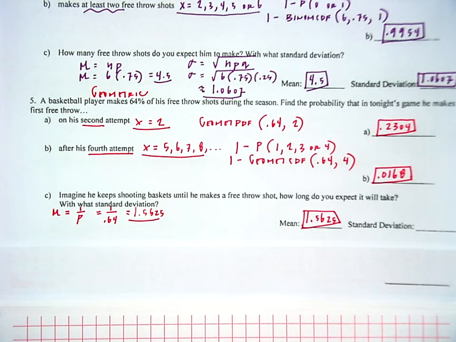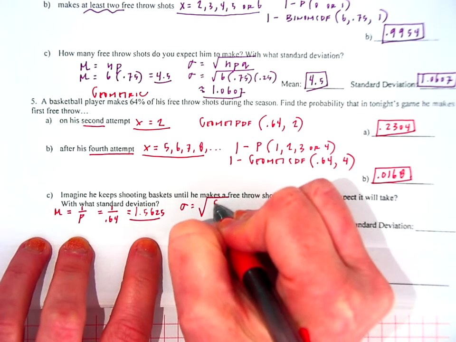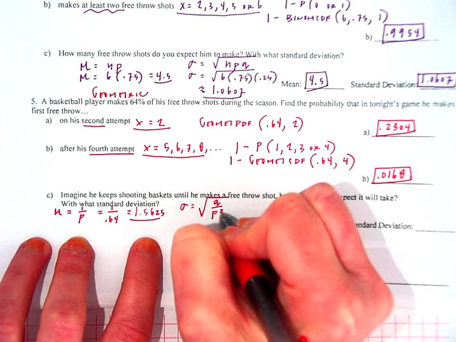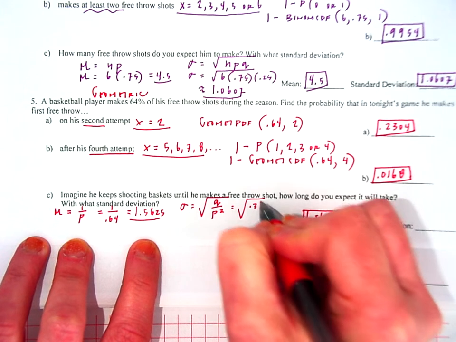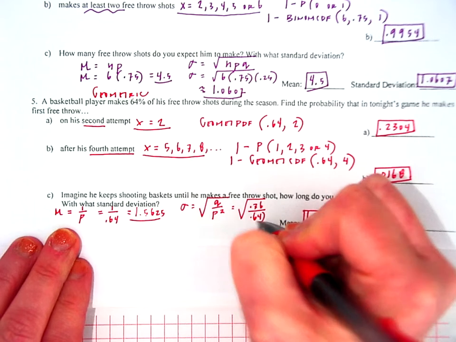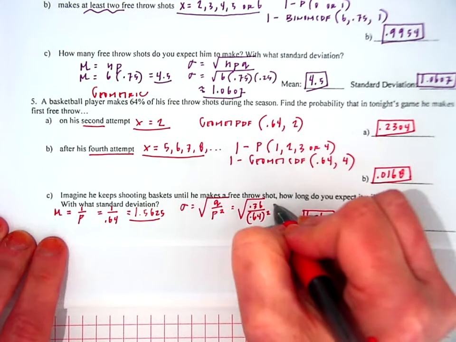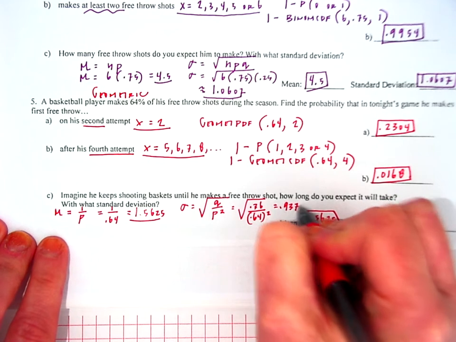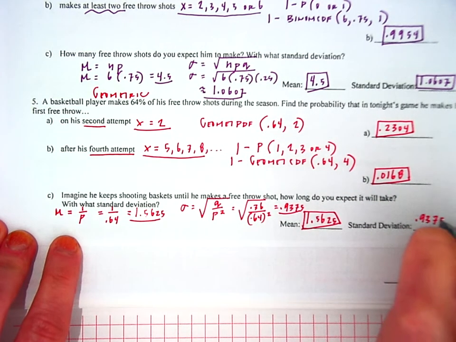And then with what standard deviation? So standard deviation is the square root of q over p squared. So I'm looking at big square root, 0.36 on top, right? It's the complement of the probability of success over 0.64 squared. So when I type that all in, I get 0.9375.